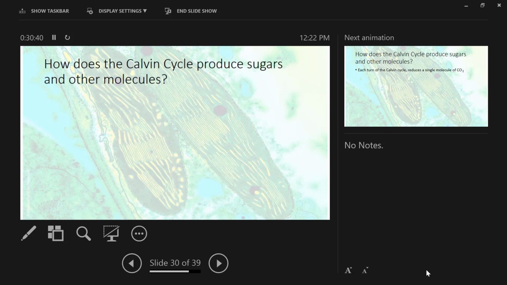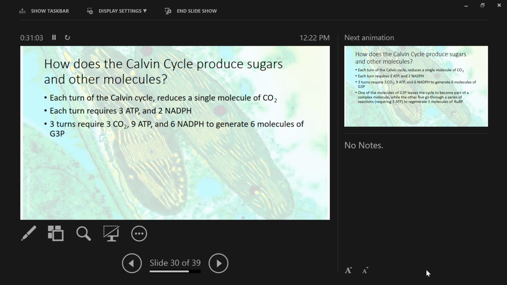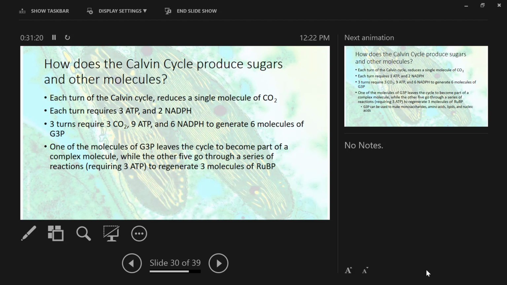So how does the Calvin cycle produce sugars and other molecules? We've already mentioned a lot of this, so we'll work through this slide relatively quickly. Each turn of the Calvin cycle reduces a single molecule of carbon dioxide. Each turn requires 3 ATP and 2 molecules of NADPH. So therefore, 3 turns require 3 molecules of carbon dioxide, 9 ATP, 6 NADPH, and they generate 6 molecules of G3P every 3 turns. One of those 6 can leave the cycle and be involved in some additional reactions to make glucose or fructose, some other sugar. The other 5 go through a series of reactions requiring 3 additional ATP to regenerate 3 molecules of RuBP.